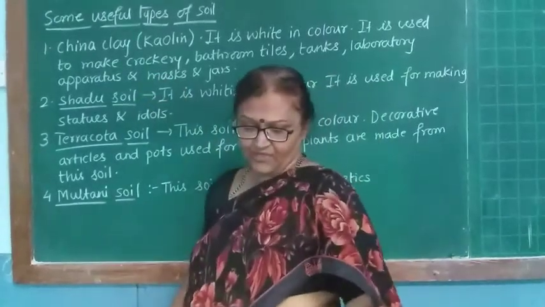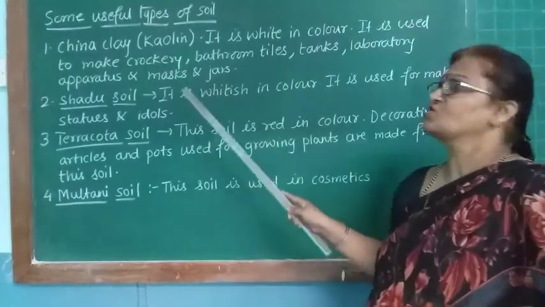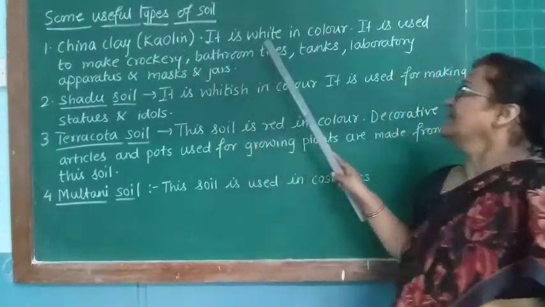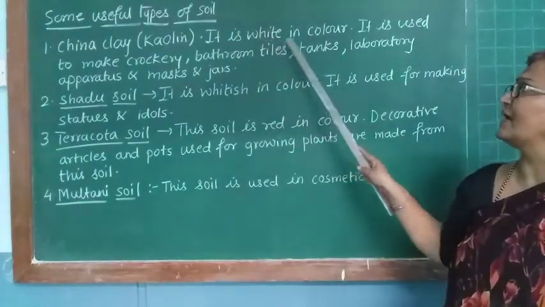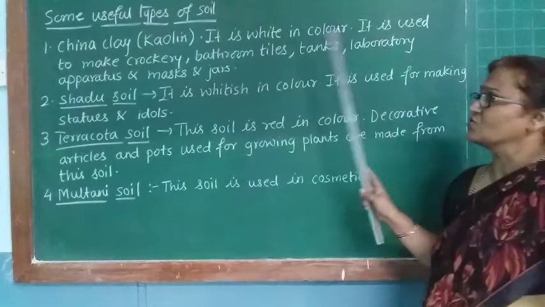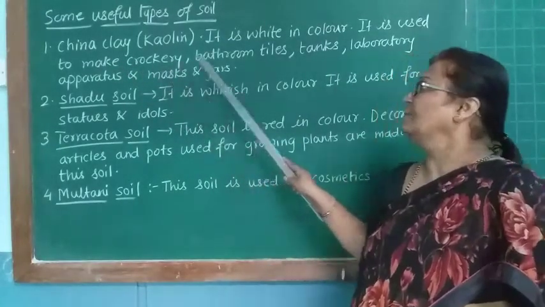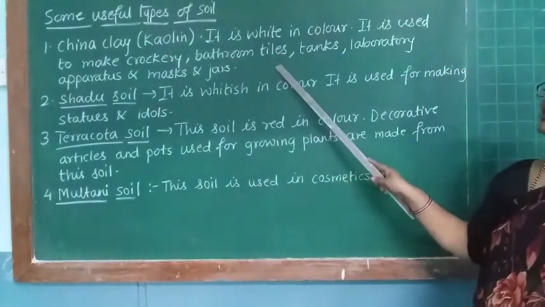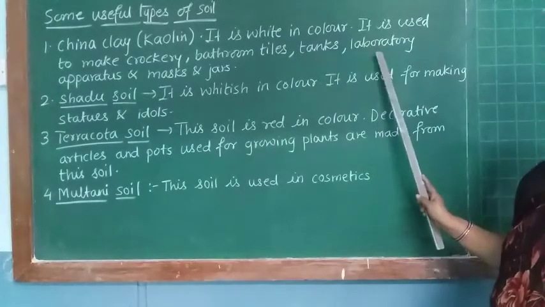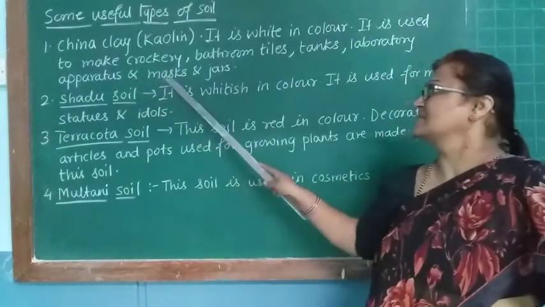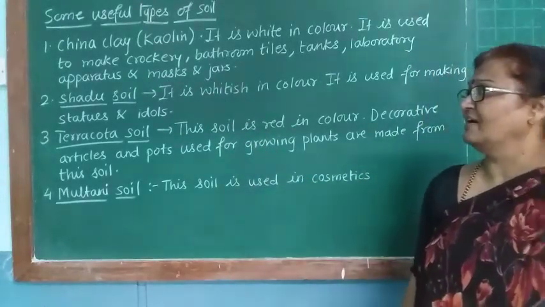From that, the first one we are going to see is China clay, which is also called kaolin. It is white in color. It is used to make crockery. Bathroom tiles we can make from China clay. Then tanks, laboratory apparatus, masks and jars. These are the things we make from China clay.